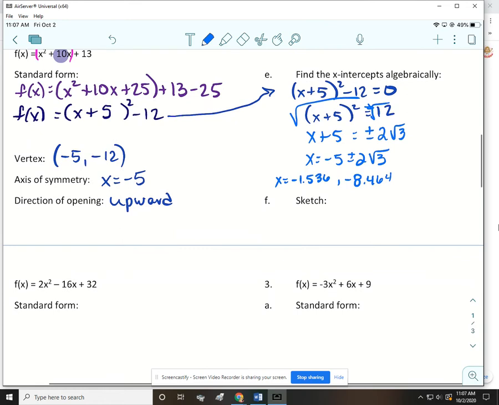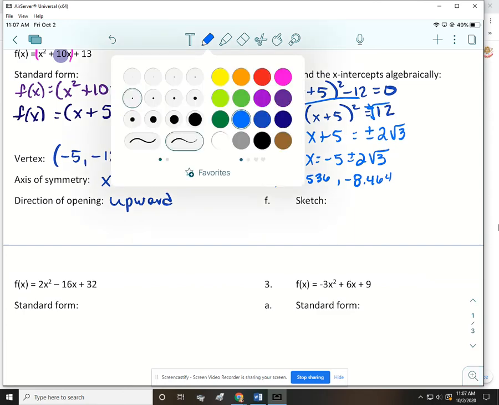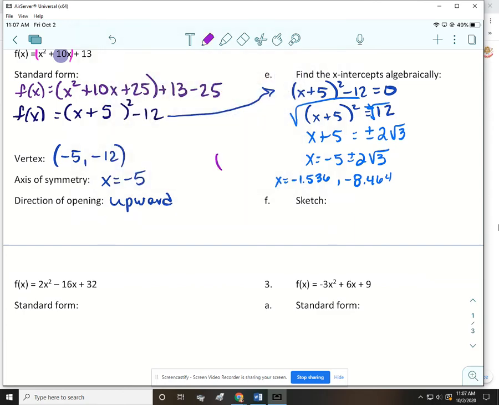If you ever were asked to give them as ordered pairs, that would be the x, and the y would be 0. So sometimes you're asked to give them that way.